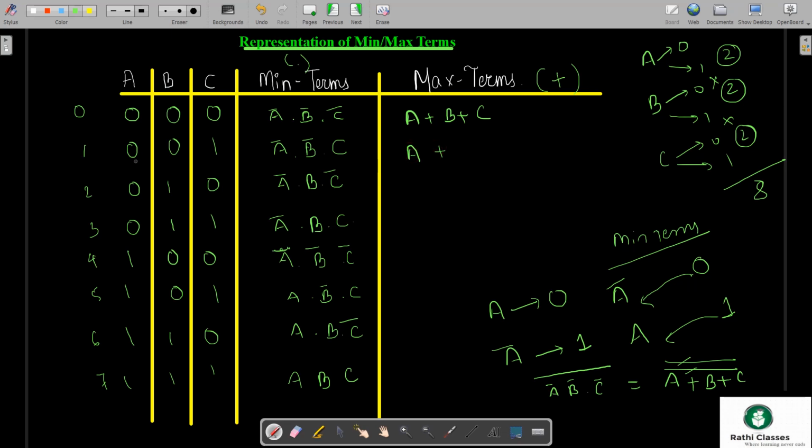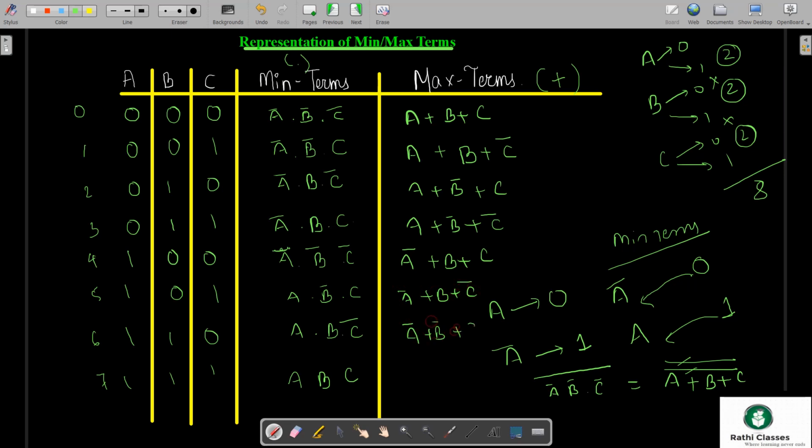In this case the value is 0, 0, 1. That means A is 0, B is 0, C is 1. So C bar. Here it will be A plus B bar plus C. Here it will be A plus B bar plus C bar. Here it will be A bar plus B plus C. Here it will be A bar plus B plus C bar. Here it will be A bar plus B bar plus C, and here it will be A bar plus B bar plus C bar. So this is the representation of minterms and maxterms.